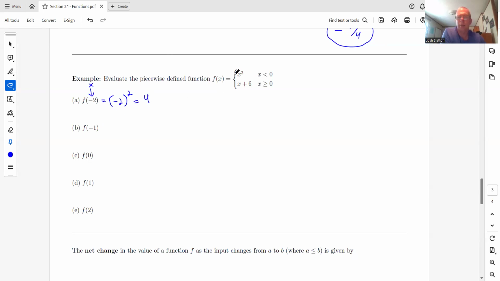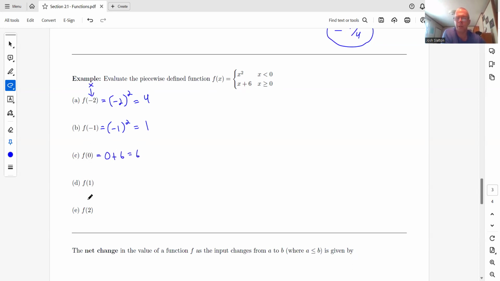-1, again, -1 is less than 0, so this would be -1 squared, which is 1. F of 0: 0 is greater than or equal to 0, so here we're going to plug it into x plus 6. So we have 0 plus 6, and that gives us 6.